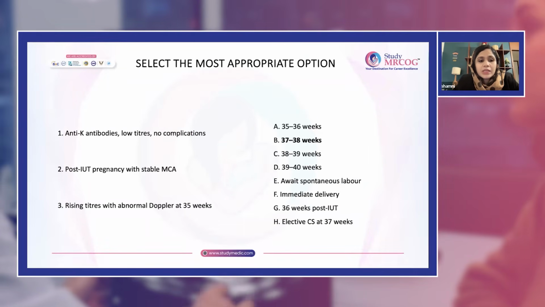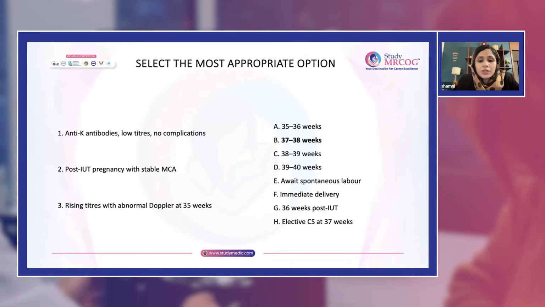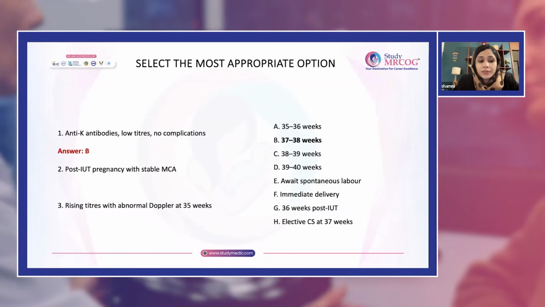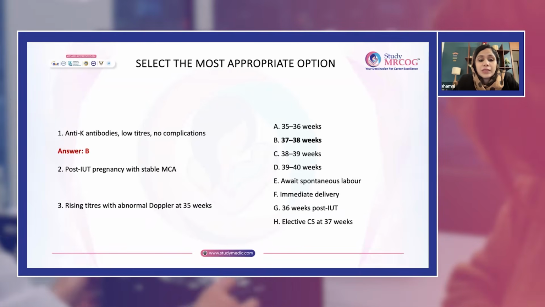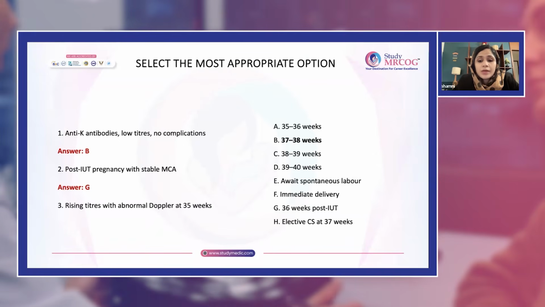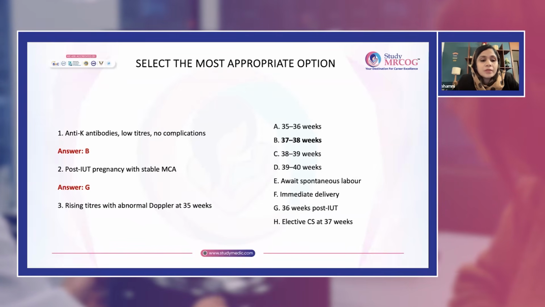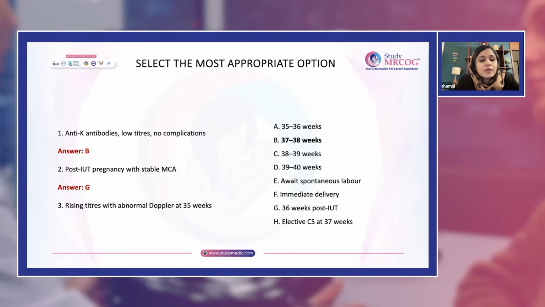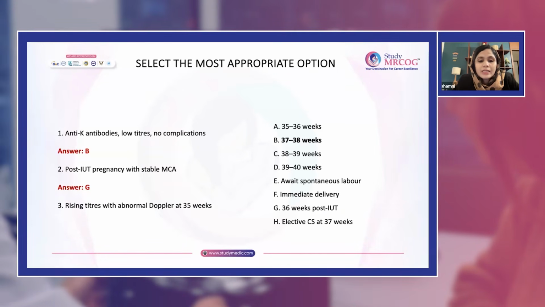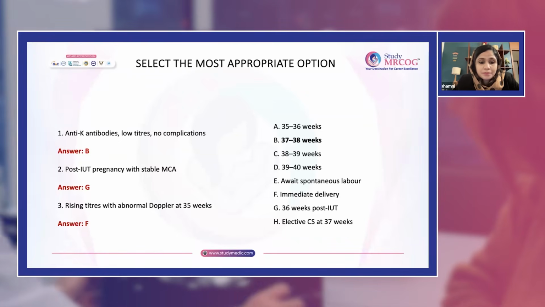Anti-K antibodies, low titers and no complications. So you are going to deliver at 37 to 38 weeks. We already discussed this. Post intrauterine transfusion pregnancy with stable MCA, so here 36 weeks post intrauterine transfusion. Rising titers with abnormal Doppler at 35 weeks. Here the answer is immediate delivery.